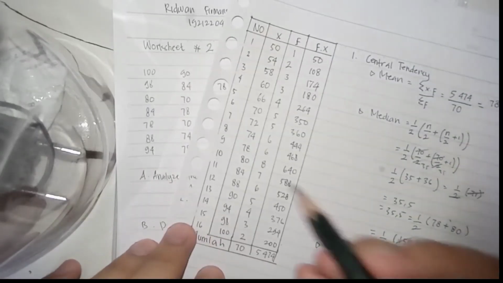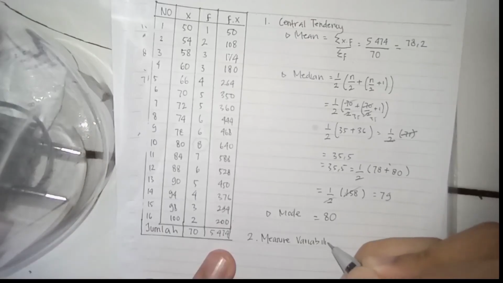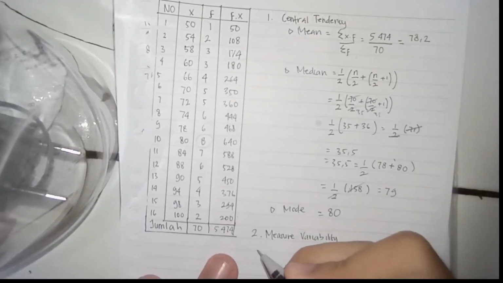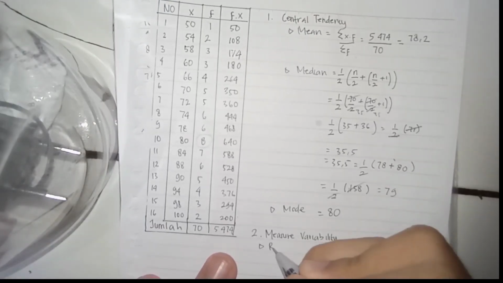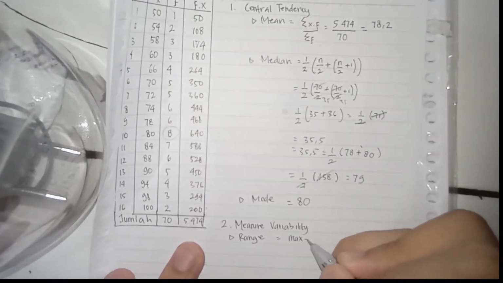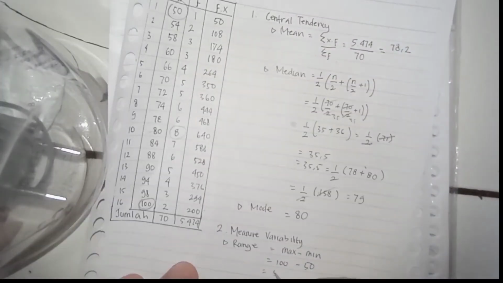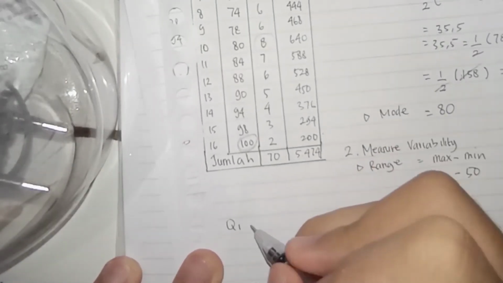Next is mode. I believe most people already know about mode. Mode is the value that appears most frequently in a data set. In this case, the mode is 80. Next, measure variability. There is range. To find the range, simple. Look at the maximum value minus the minimum. Yeah, that's all.